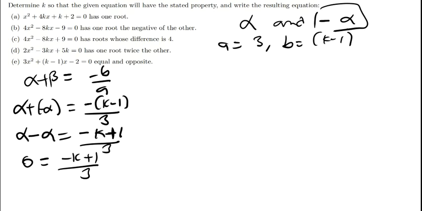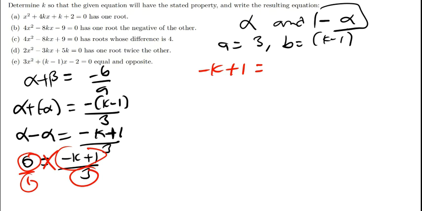Now we want to cross multiply at this point. If I cross multiply 1 times what I have on top here, I will have negative k plus 1 is equal to 0 times 3 here. It is 0. So this is where I lost you. But you are now fine. You are now okay.